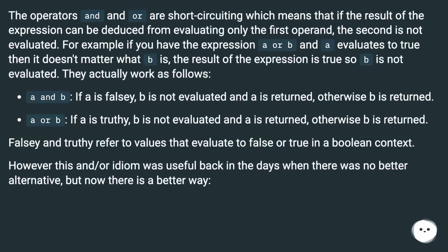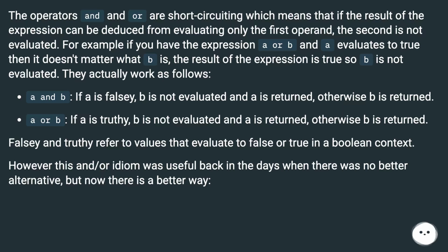The operators AND and OR are short-circuiting, which means that if the result of the expression can be deduced from evaluating only the first operand, the second is not evaluated. For example, if you have the expression A or B and A evaluates to true, then it doesn't matter what B is, the result of the expression is true, so B is not evaluated.